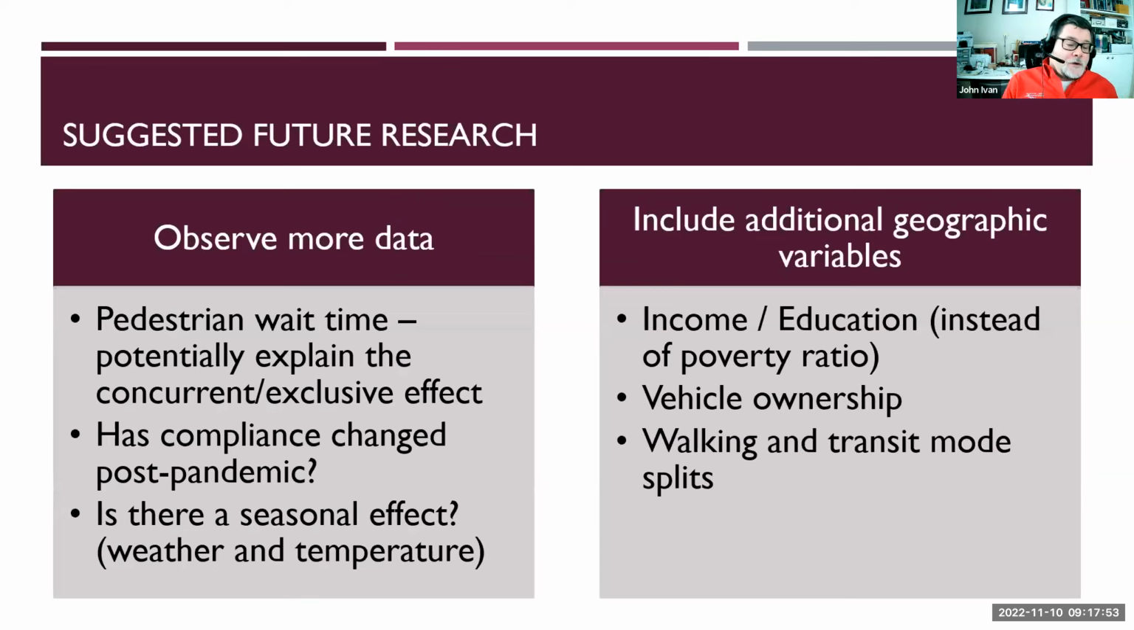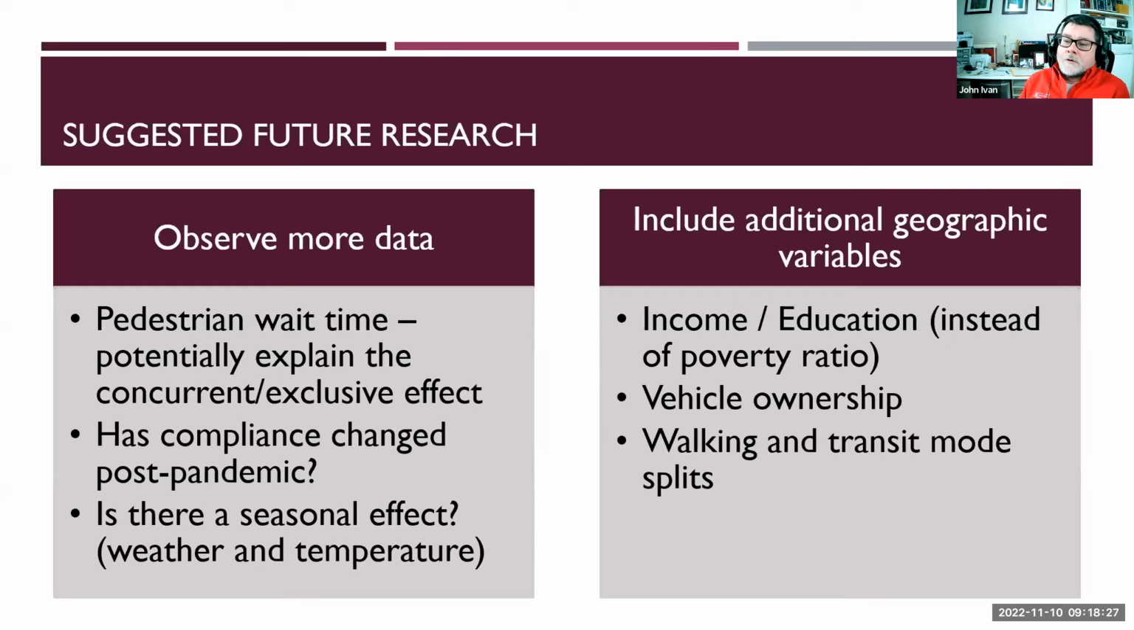So some suggestions we came up with for future research. We always want more data. We did do some extra observations the summer before last, which is when we were doing the research. So we did get some observations of the pedestrian wait time, but it was on a smaller number of cases. And so we weren't really able to add those cases in because it didn't really help, and there weren't enough to really do the analysis by themselves.